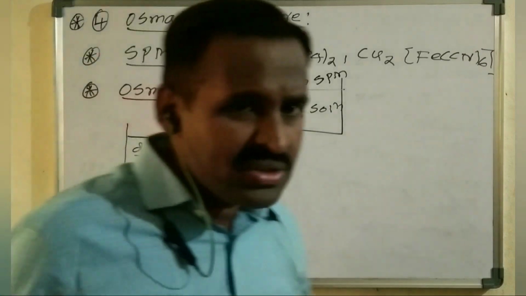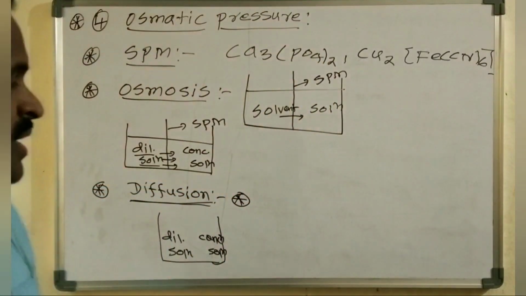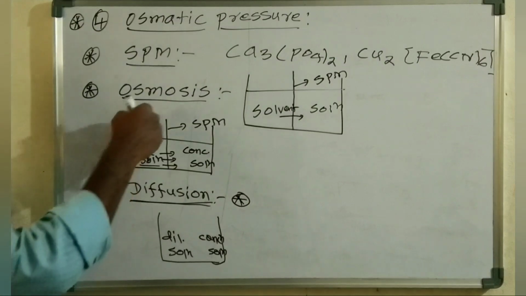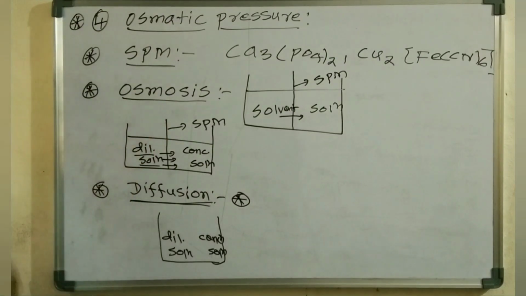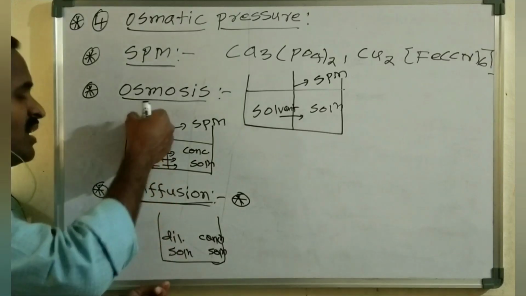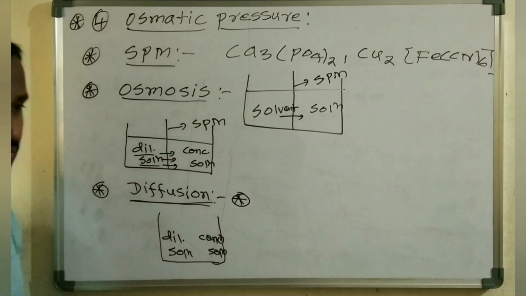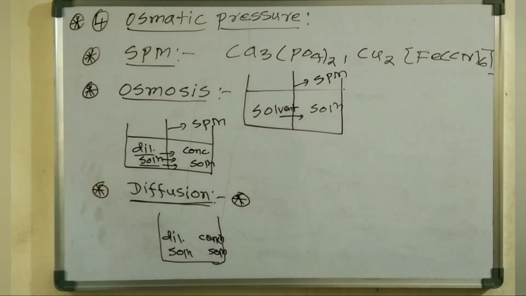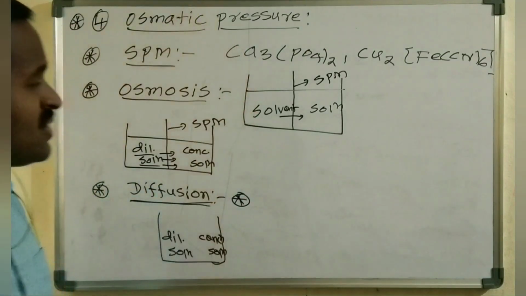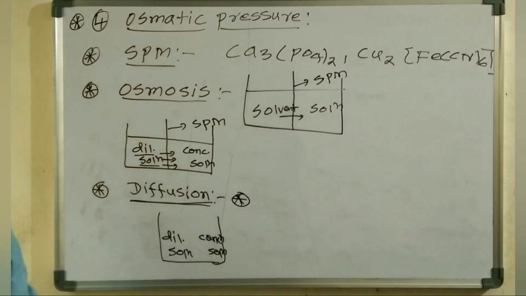In the case of diffusion, no semi-permeable membrane is required, but in osmosis a semi-permeable membrane is definitely required. So this is osmosis and this is diffusion. The difference between osmosis and diffusion is that here a semi-permeable membrane is required, and here no semi-permeable membrane is required, right? Here our aspect is actually osmotic pressure.